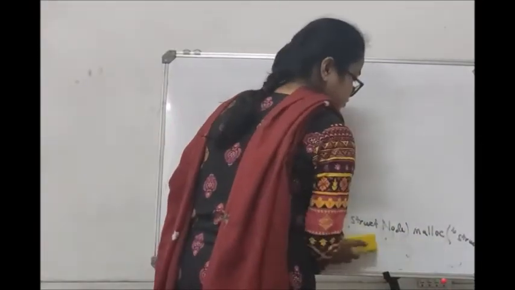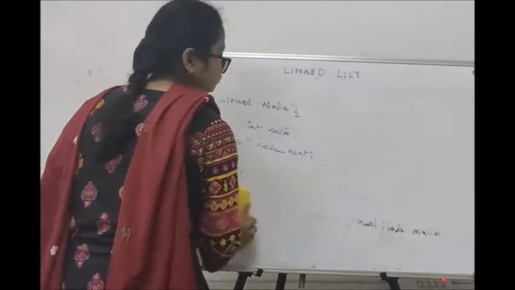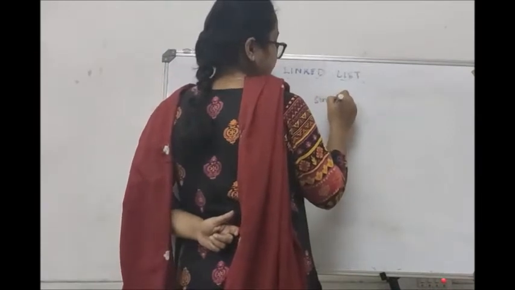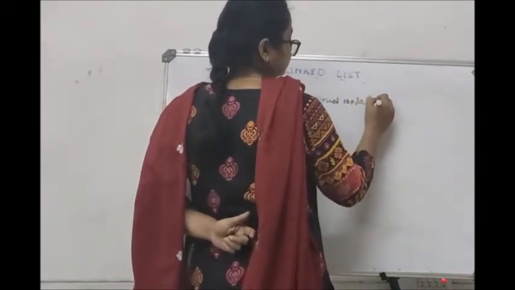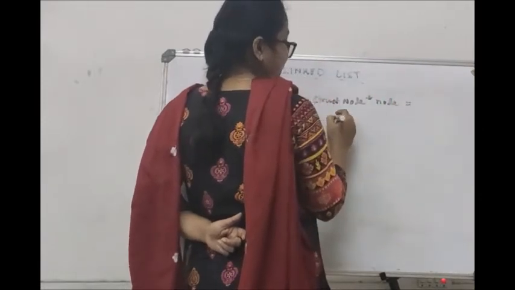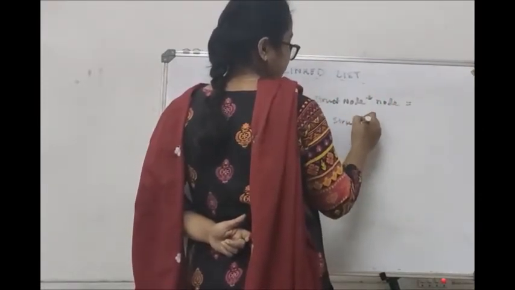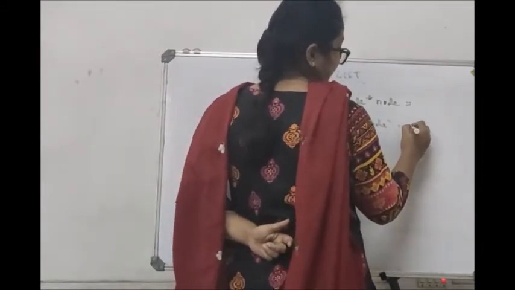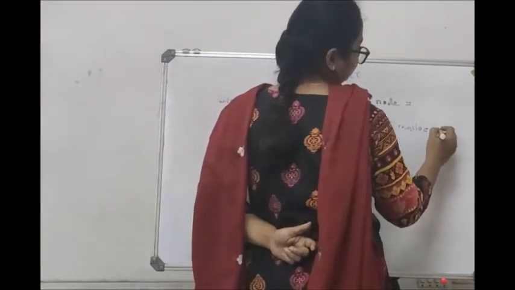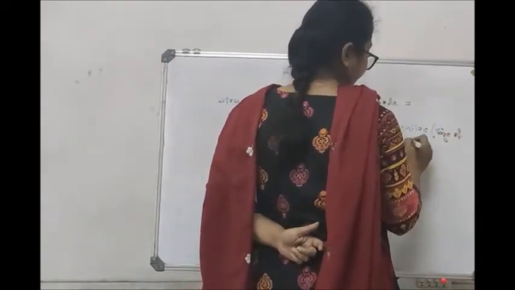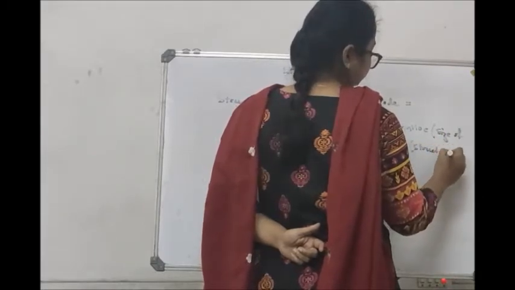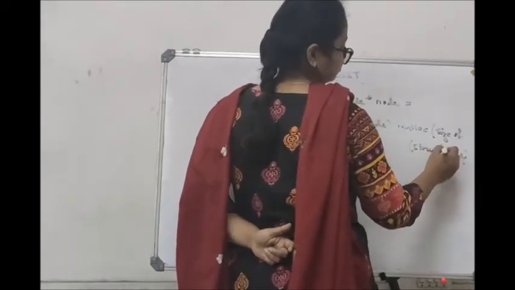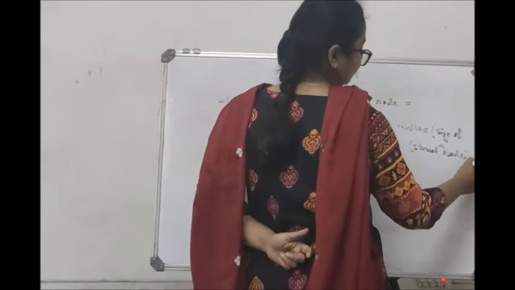You can simply say sizeof struct. I'm just writing struct node star node is equal to malloc, with the return type struct node star, and sizeof. So the size of node we have to allocate.